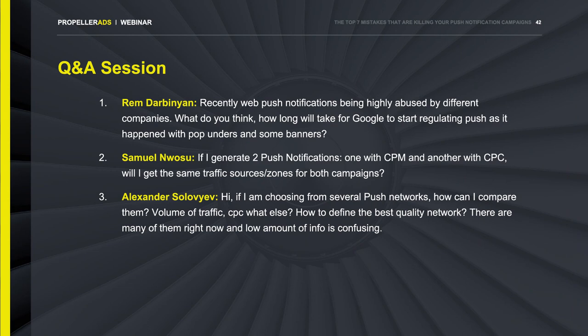Thank you very much for your question again, Rem. And let's move to another question. Another question is from Samuel, and it is: if I generate two push notifications, one with CPM and another with CPC, will I get the same traffic source and zones for both campaigns?